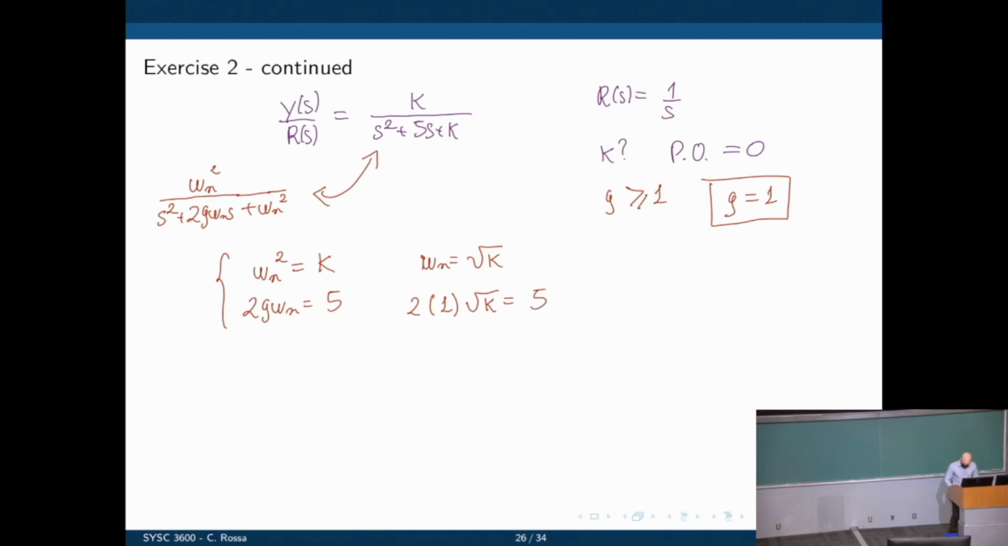Why is zeta equal to 1? Because we want no overshoot. So I'm equating zeta to 1. That is the limit that will give no overshoot. So now we can solve for k. 2 square root of k equals 5, so square root of k equals 2.5. K equals 6.25.